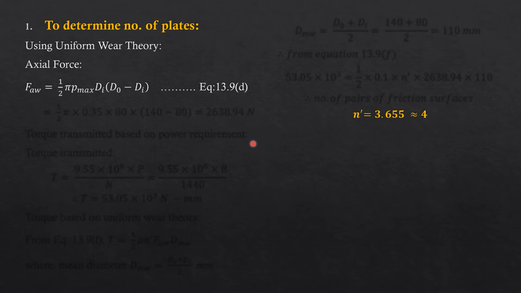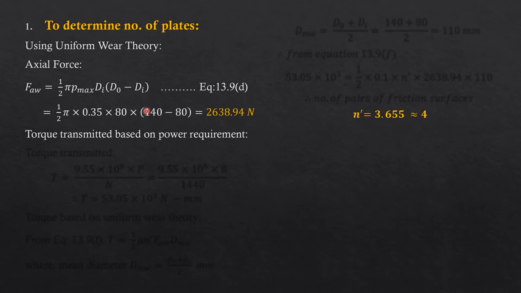Okay. Now in our handbook we have the equation number 13.9d, which gives us the axial force based on the maximum pressure between the discs. Now the maximum pressure was given in the problem statement as 0.35 megapascal, right? So you know all the data that you need. Substitute that, and you will get the maximum axial force needed to keep the plates engaged, and that turns out to be 2638.94 newtons.